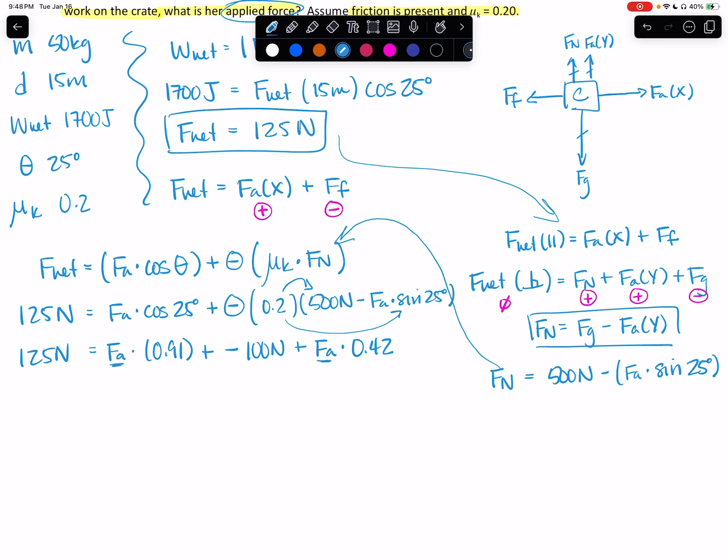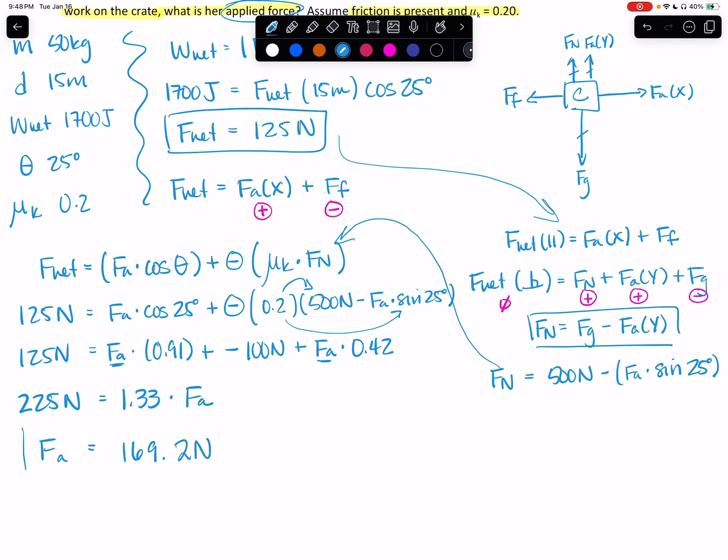So now I need to isolate. I'm going to move the negative 100 newtons to the other side. That's going to give me 225 newtons. And then I'm going to add 0.91 and 0.42, so that's 1.33 times my applied force. Then divide both sides by 1.33, and I find that my applied force must have been around 169.2 newtons.